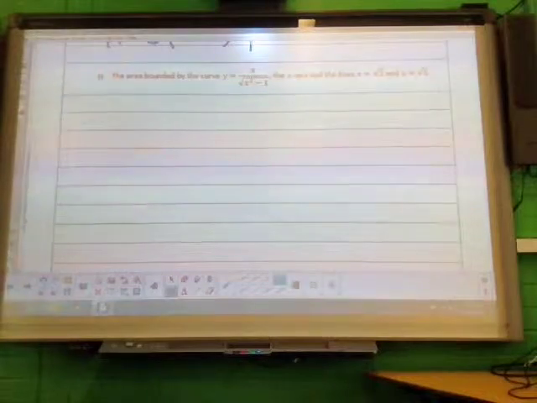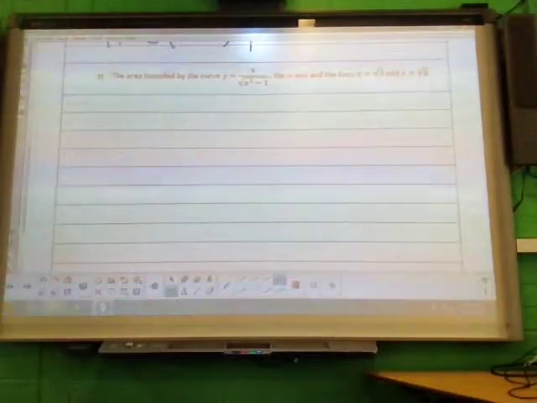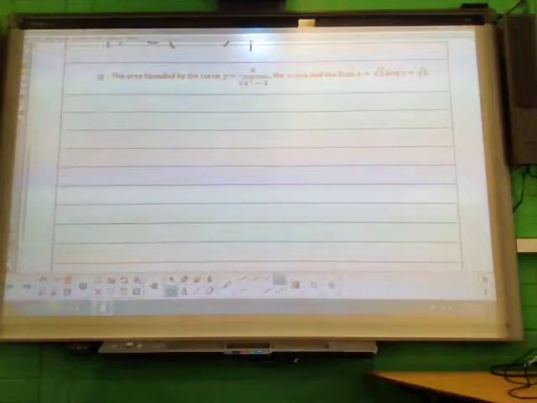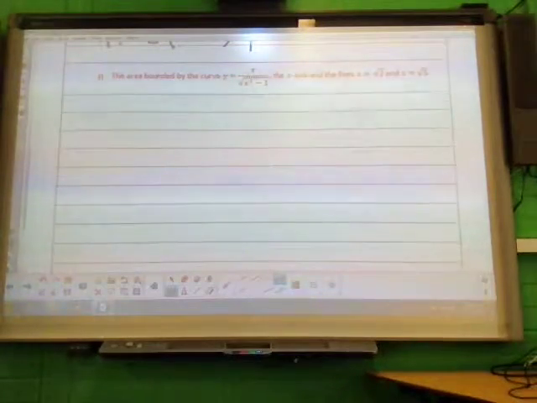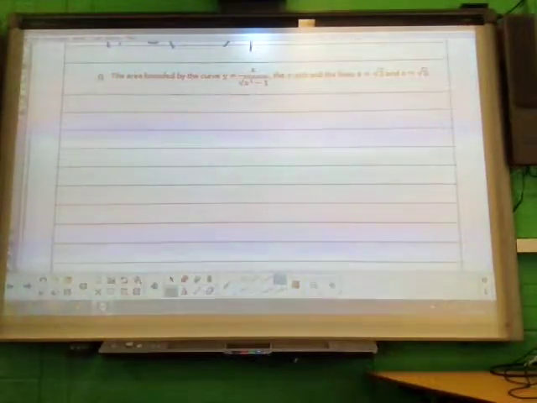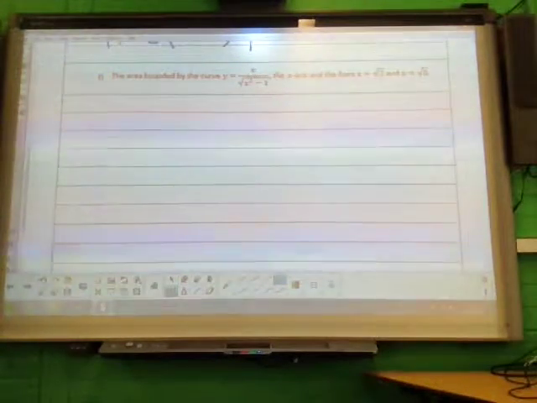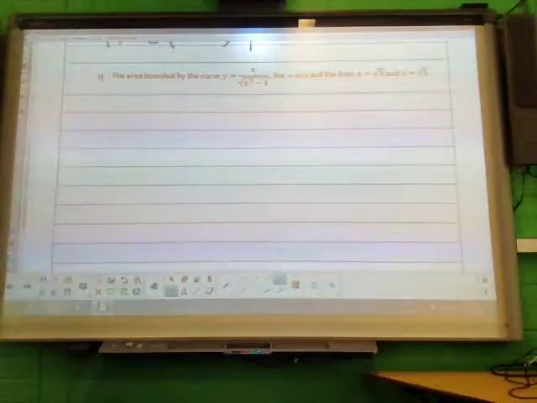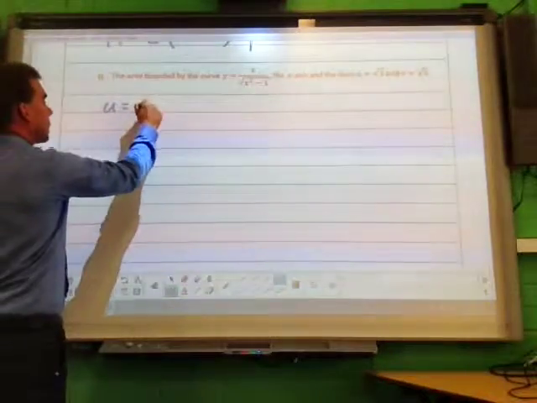Right, so we want to find the area bounded by that curve, the x-axis and the lines x equals square root of 2 and x equals square root of 5. This one I haven't given you a substitution, because I want to show you that from looking at that you should be able to tell me what substitution you're going to make. So what would the substitution be? X squared take away 1. Good.